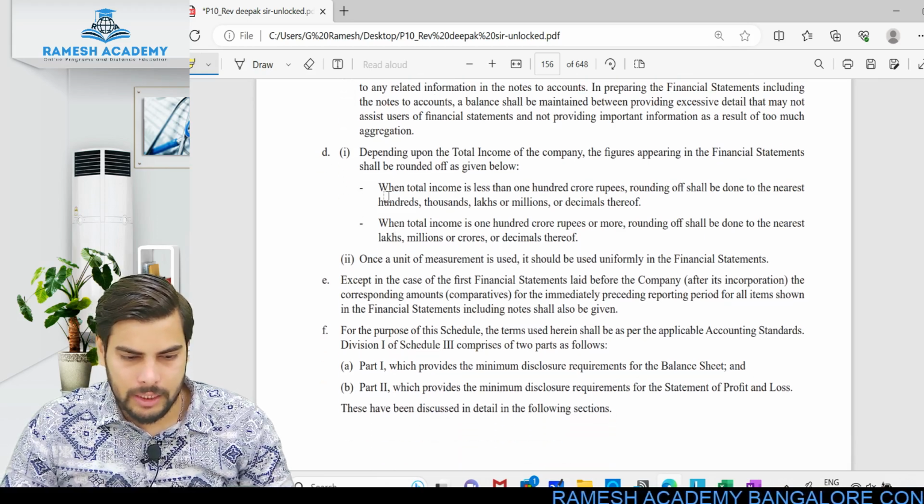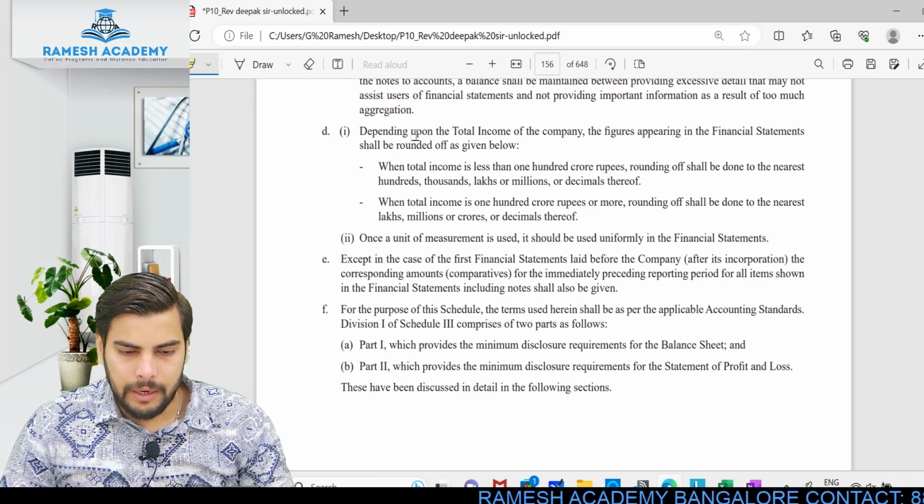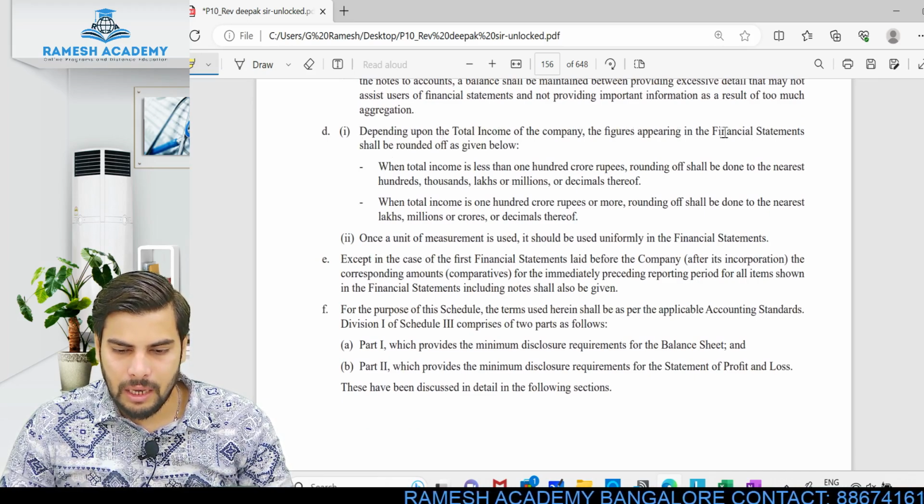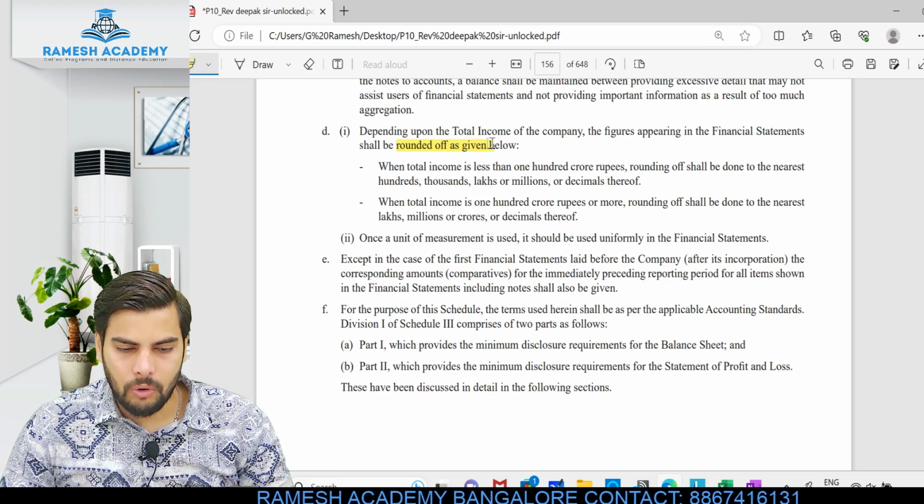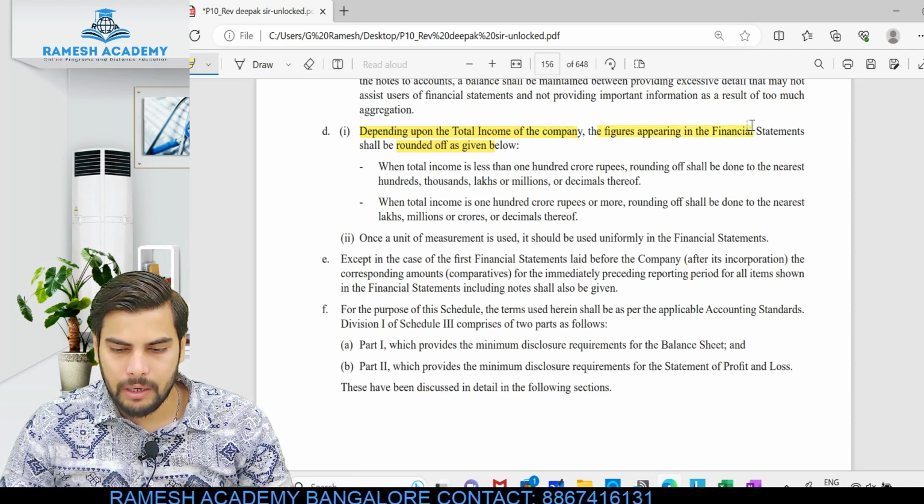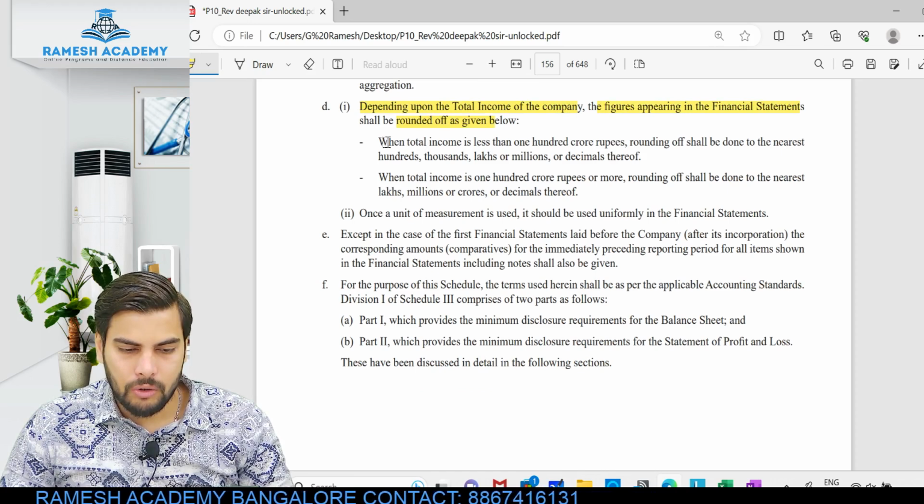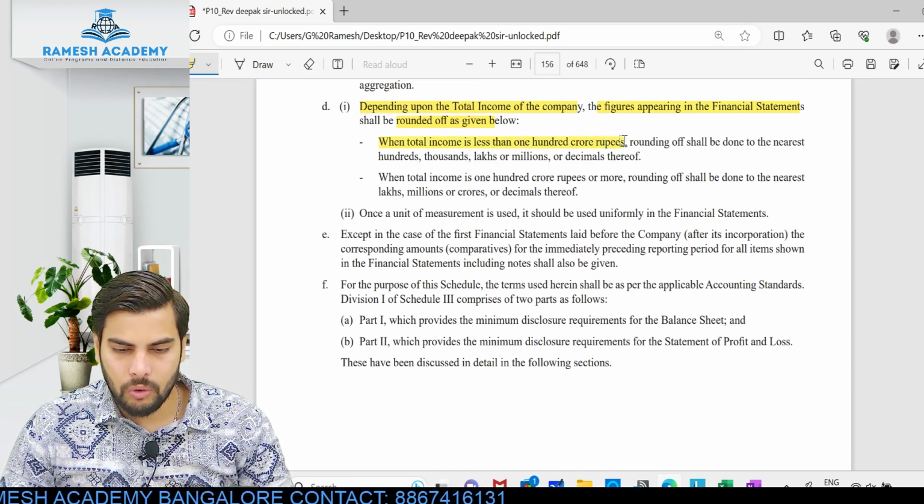Okay, let's have a look at the next point. Depending upon the total income of the company, the figures appearing in the financial statement shall be rounded off as given below. So here they talk about rounding off of the information. Where the total income is less than 100 crore rupees, rounding off shall be done to the nearest hundreds, thousands, lakhs or millions or decimal thereof. Where the total income is 100 crore or more, rounding off shall be done to the nearest lakh, million or crores or decimal thereof.